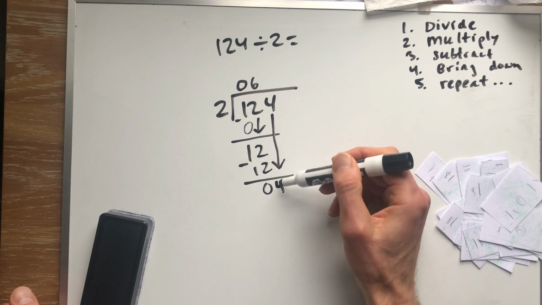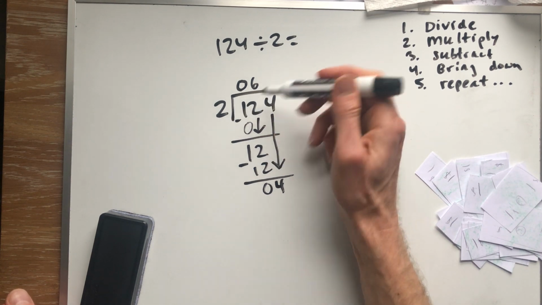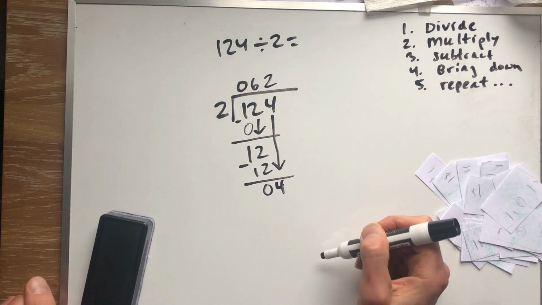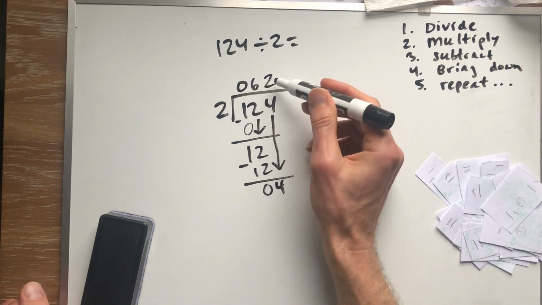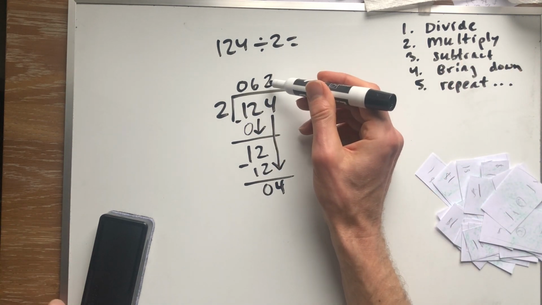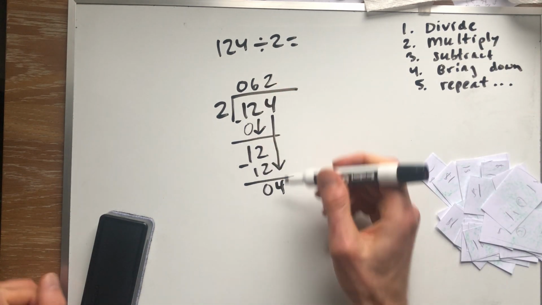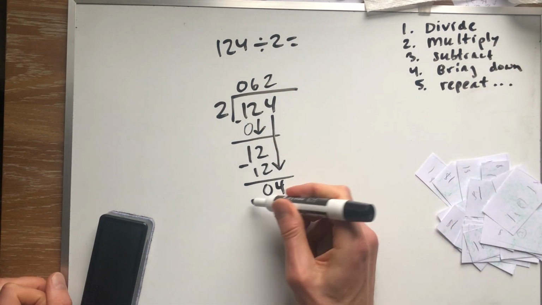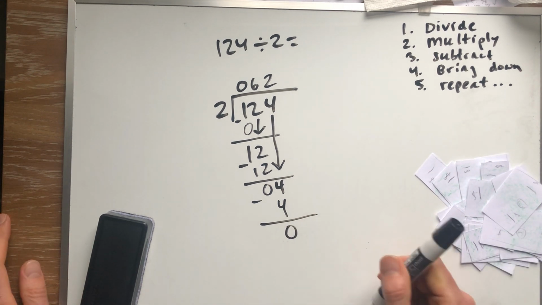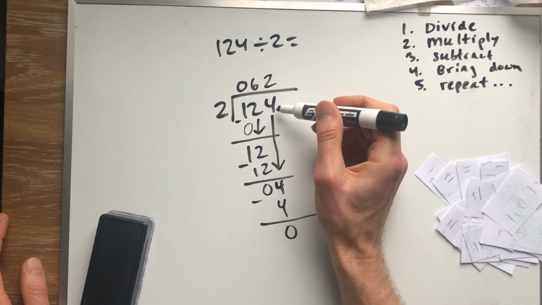Or 4 divided by 2 equals what? Well, 2 times 2 equals 4. And now we multiply to see how many we just gave out. We just gave each guy 2 1s. 2 times 2 is 4. Multiply, subtract, and it's 0. You got none left. So we had $124.